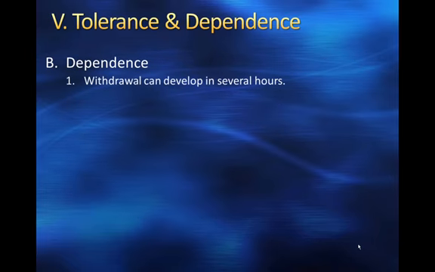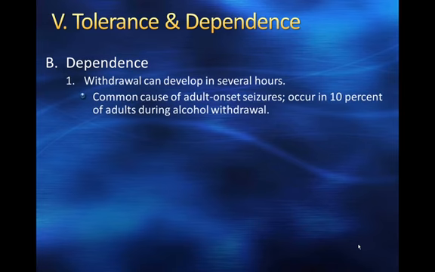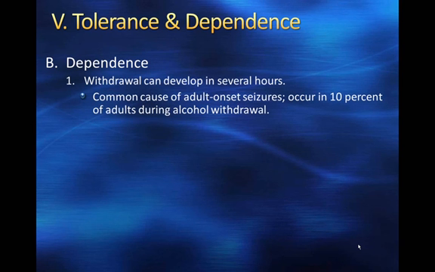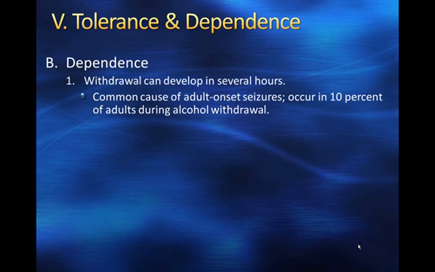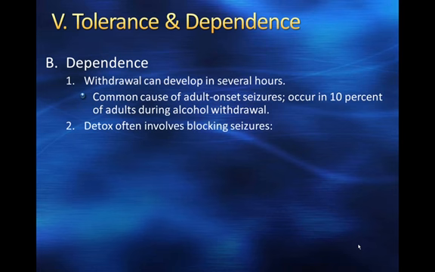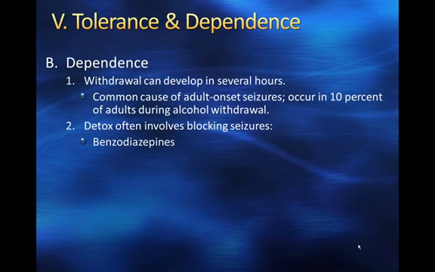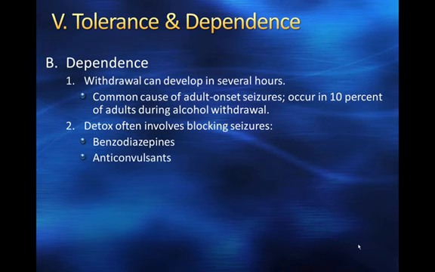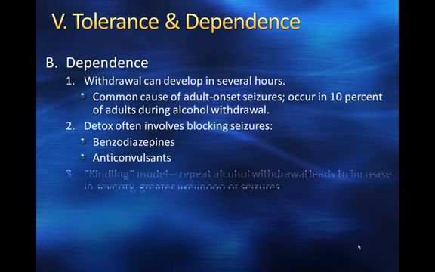Dependence, of course, can rapidly develop, and it's important to understand that withdrawal can develop in several hours. A common cause of adult onset seizures is alcohol withdrawal. It occurs in 10% of adults withdrawing from alcohol. Not necessarily that they've decided to quit alcohol, they just haven't had a drink and have a seizure as a result. An important part of detoxification will involve blocking seizures, and that's usually done through benzodiazepines or anticonvulsants. Of course, the benzodiazepines have a problem with abuse.